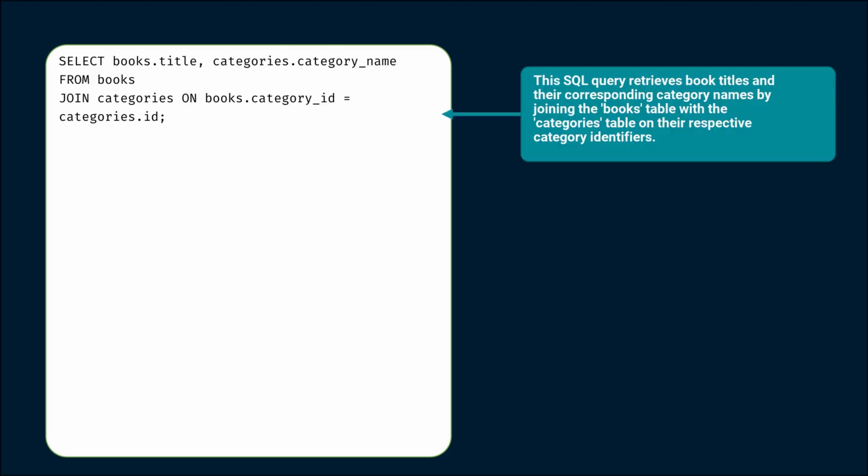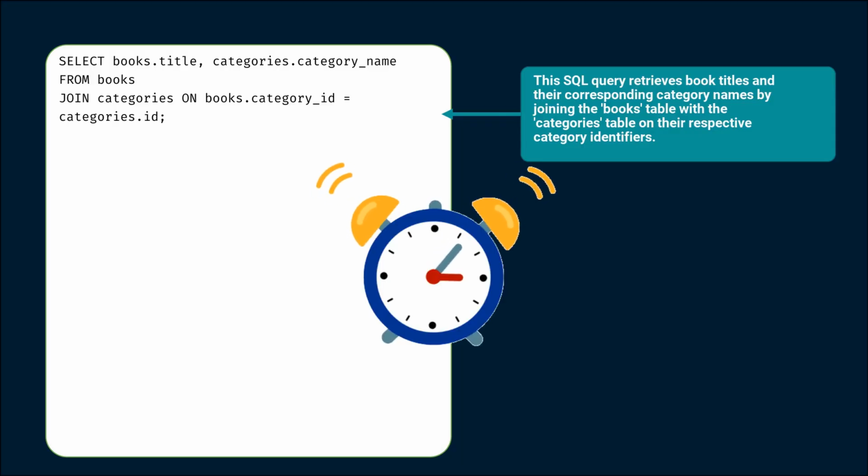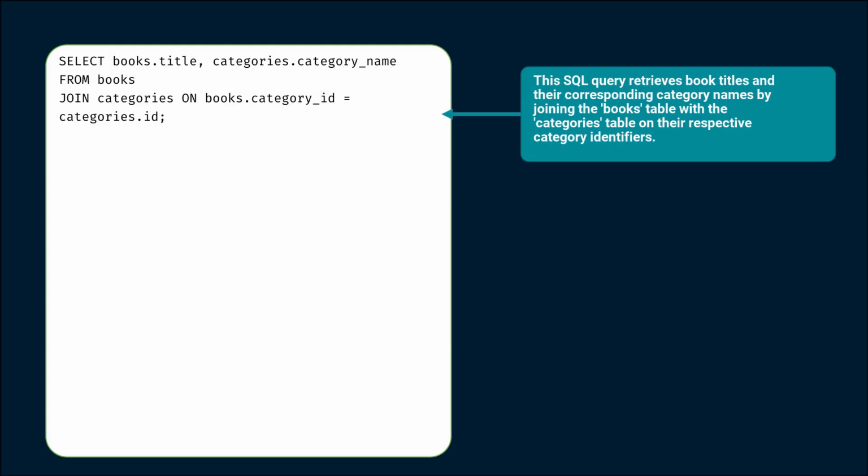Now, let's see how we can join our books and categories tables to retrieve some meaningful information. So the first part of our SQL statement is going to specify the fields we want to display. We're looking for the title of the books from the books table, and then we want the category name from the categories table. Next, we define which tables we're querying from, starting with the books table.